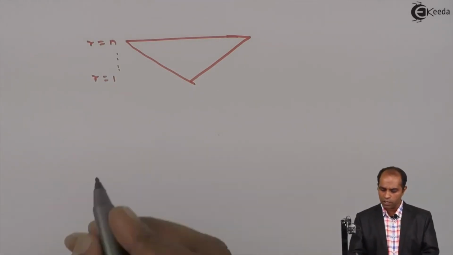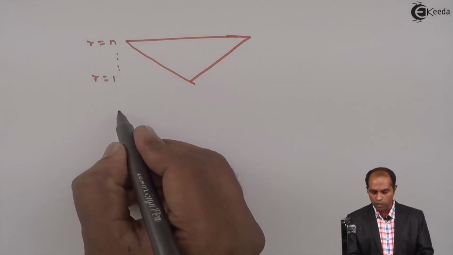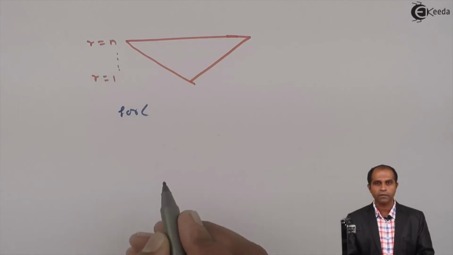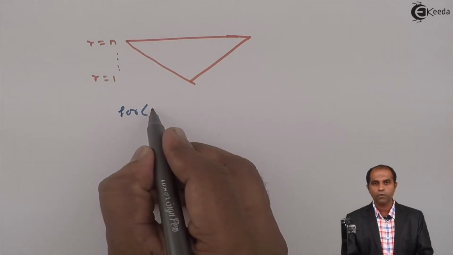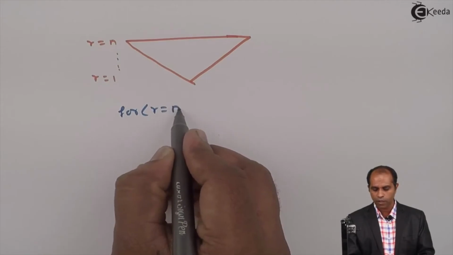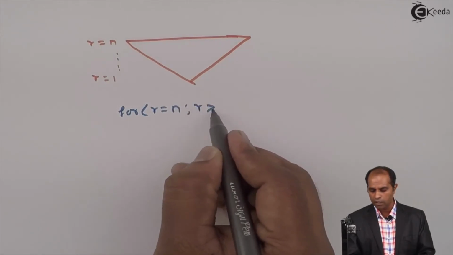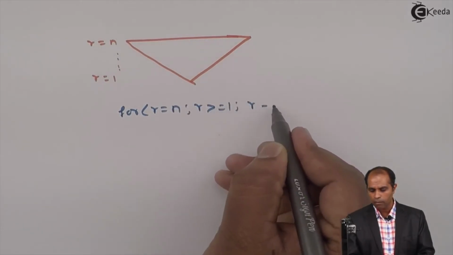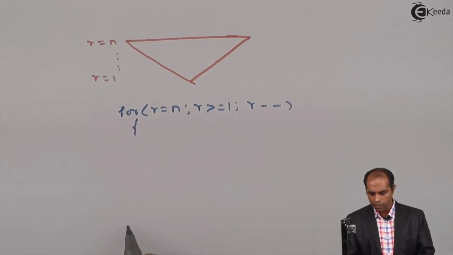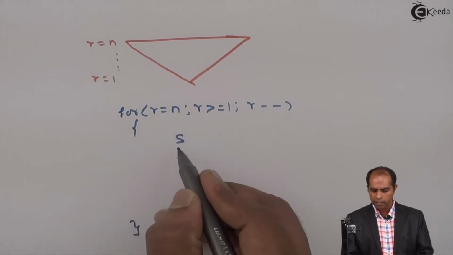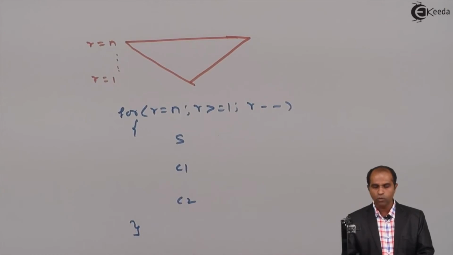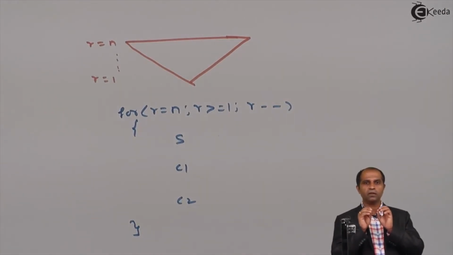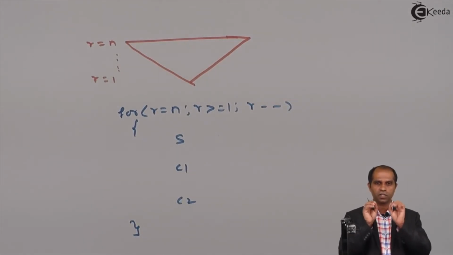If I just show you the structure, I'll not write the entire code. You can say it virtually along with me. So, for R equals N, R greater than or equal to 1, R minus minus. And within that, the entire S, C1, C2 remains the same. They are not going to be changed even by a semicolon character.